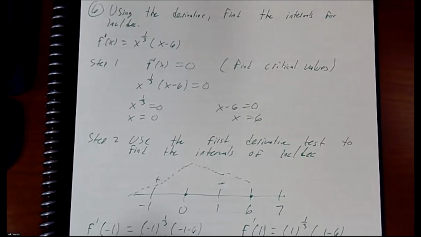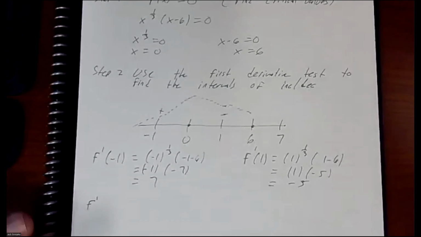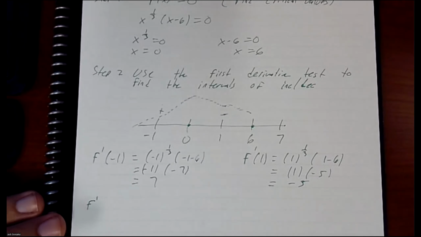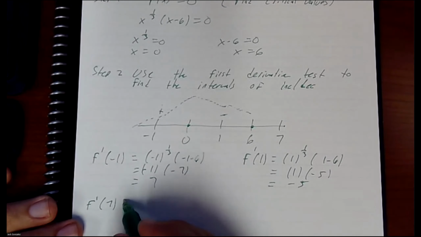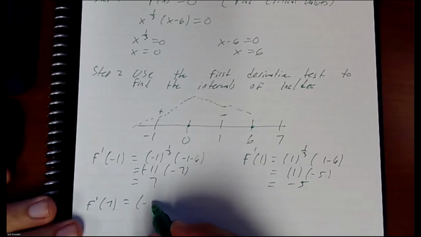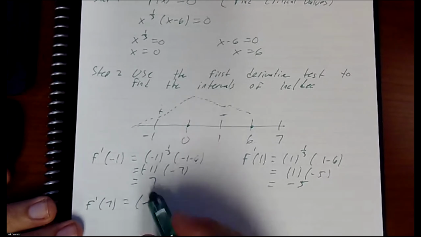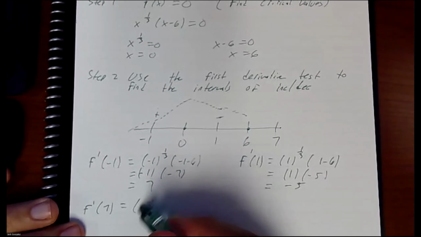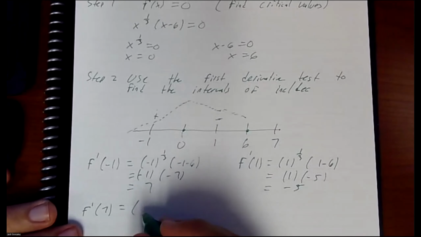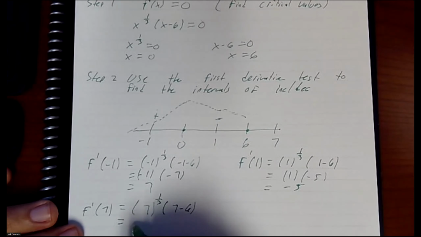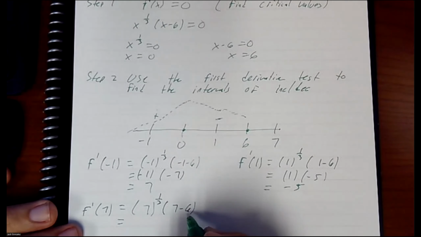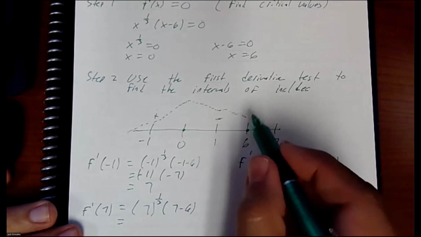Now what happens at 6? Oh, sorry, at 7. Plug it in, that'll be positive 7 to the 1/3 times 7 minus 6, which would be a positive times a positive. So plus.